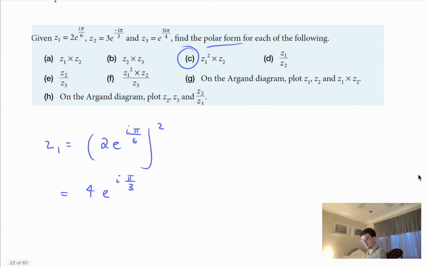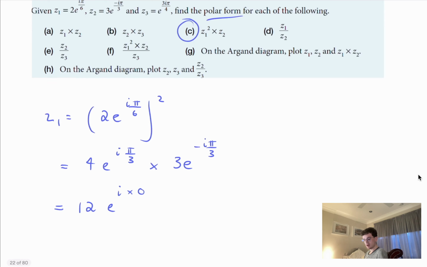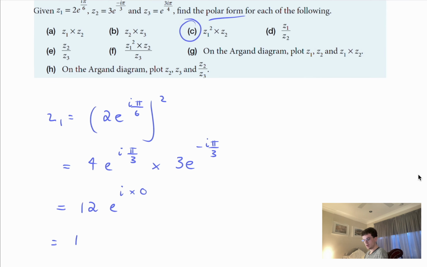And we have to then multiply that by z2, which is 3e to the minus i pi on 3. Now, 4 times 3 is 12, and when we multiply indices, we add the powers. So pi on 3 plus minus pi on 3, we get 0. So it's e to the i times 0. Anything to the power of 0 is 1, so the answer is 12.